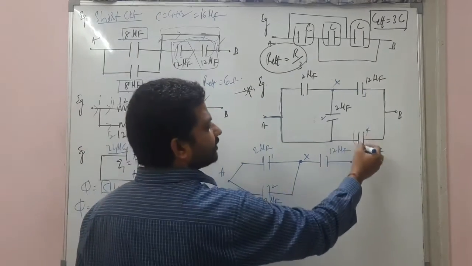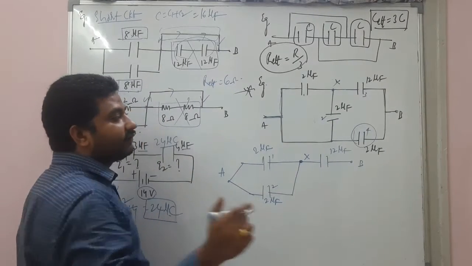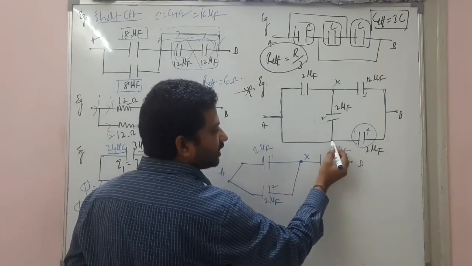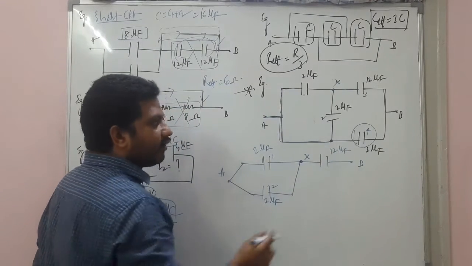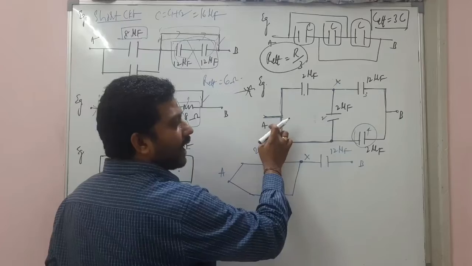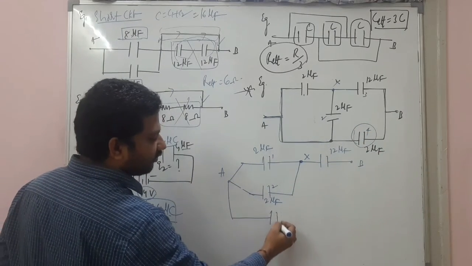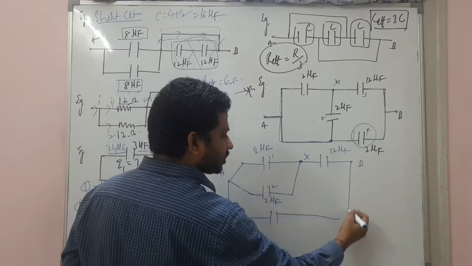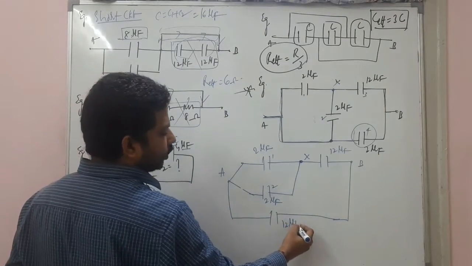Now, fourth one is very important. The fourth capacitor is connected between, look at here. One end is connected to A, another end is connected to B. See this, this is the fourth capacitor connection. No confusions. So fourth capacitor is 12 microfarad.